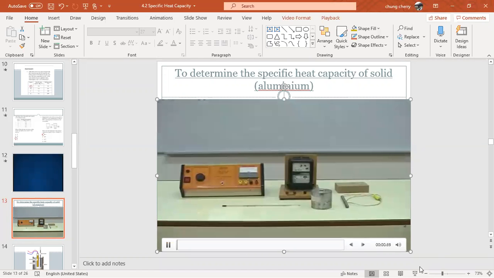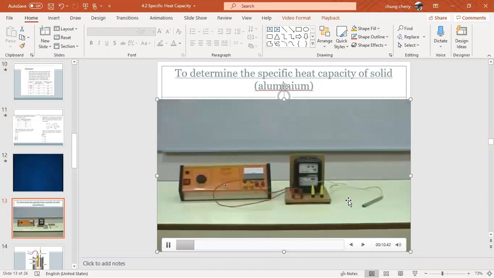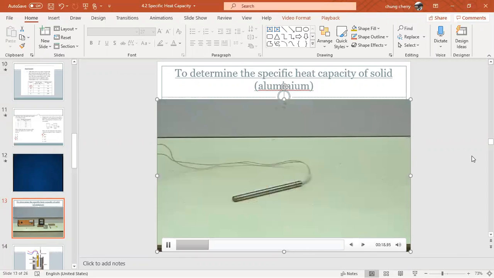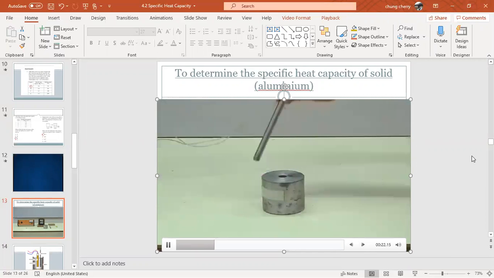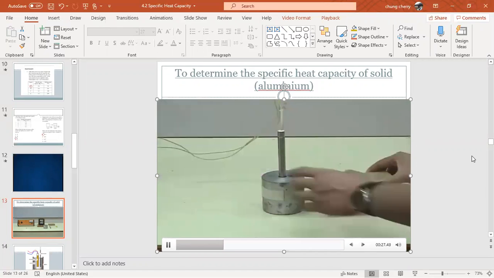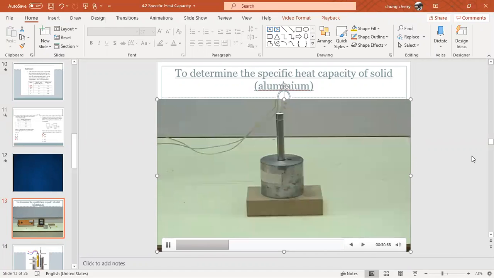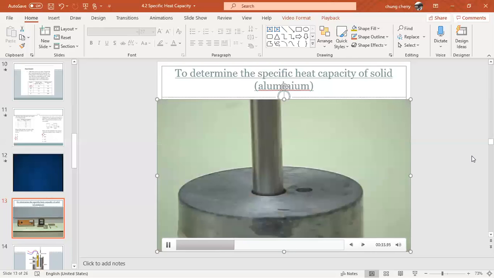We can use the apparatus shown to determine the specific heat capacity of aluminium. First, this is an immersion heater, connected via the joule meter. Then insert the heater into the holes of the aluminium block. Put a wooden block under the aluminium block to reduce heat loss. This is the aluminium block, and you will see two holes here. One hole, the bigger one, is for the immersion heater. The other is for the thermometer.